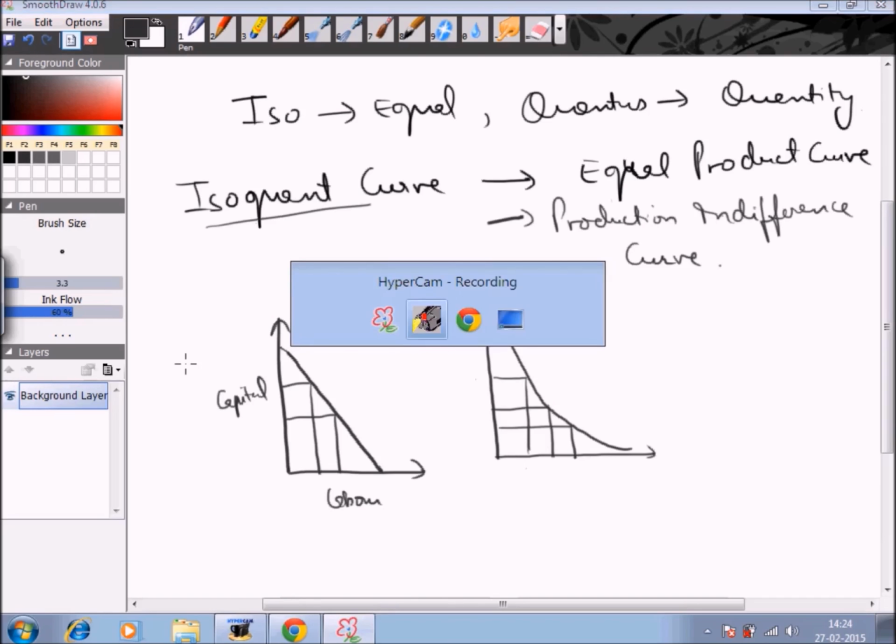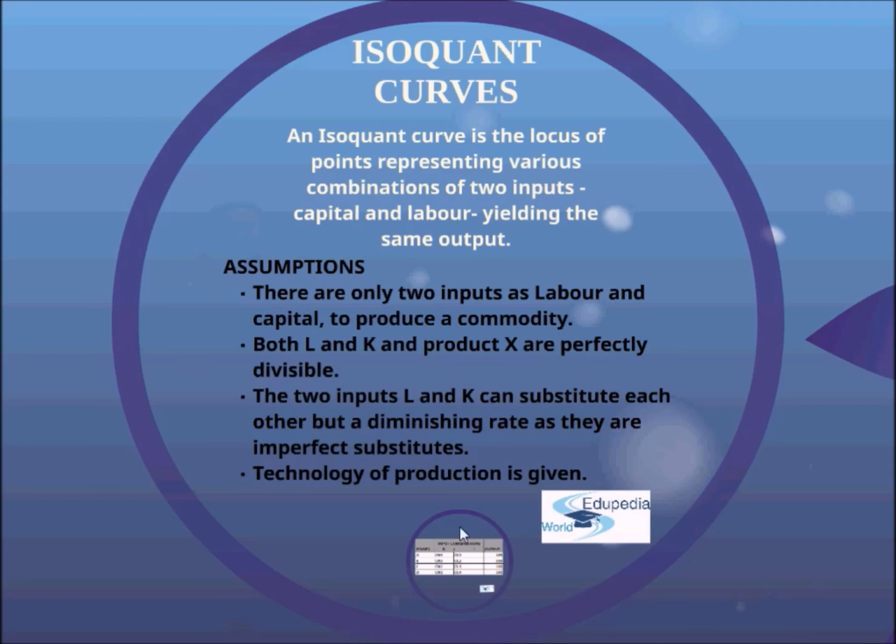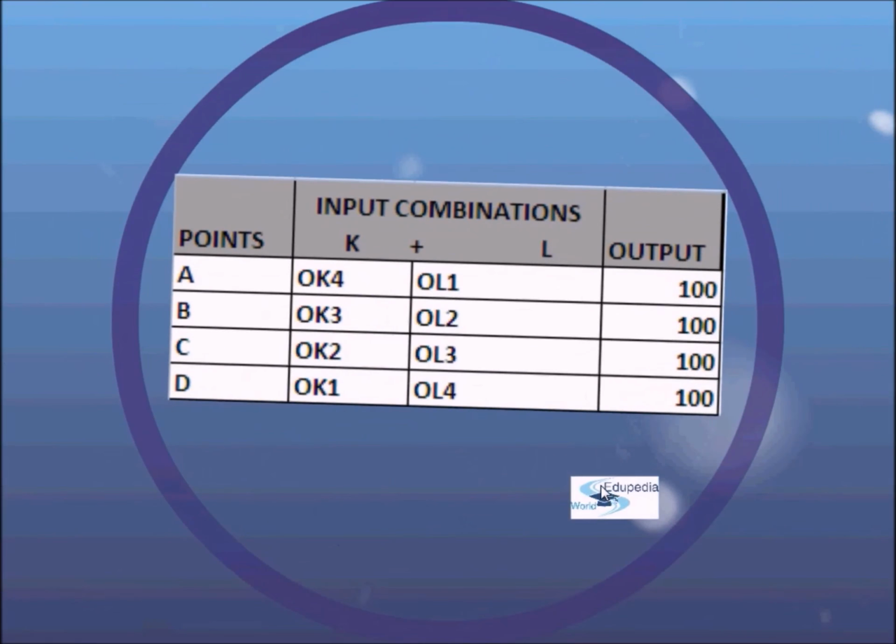Next assumption is that technology of production is given. That is, the technology of production will not change. It is constant in nature. Let's see through a schedule how we get the same locus of points.